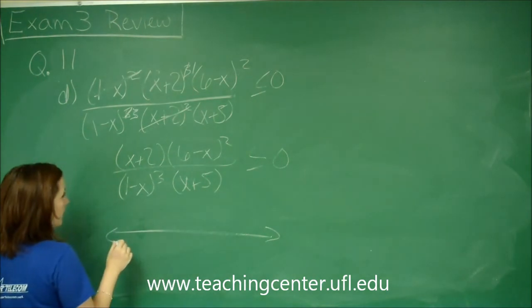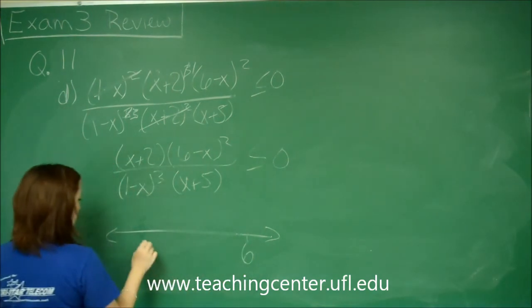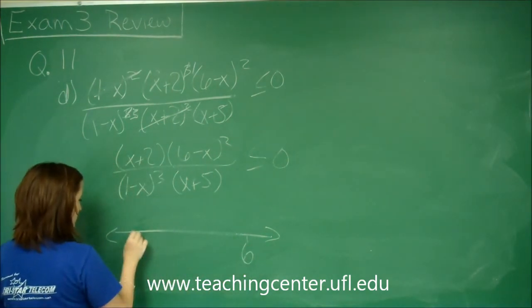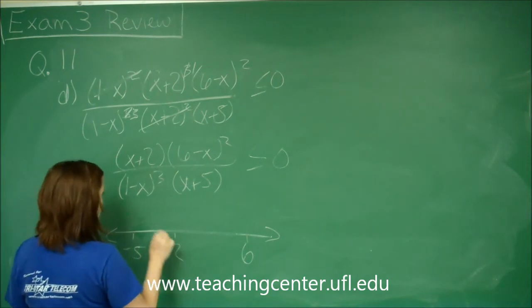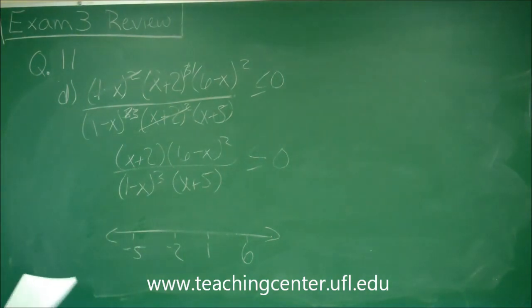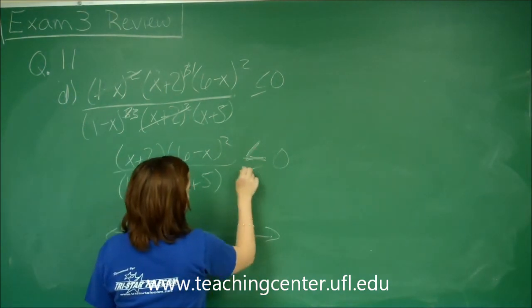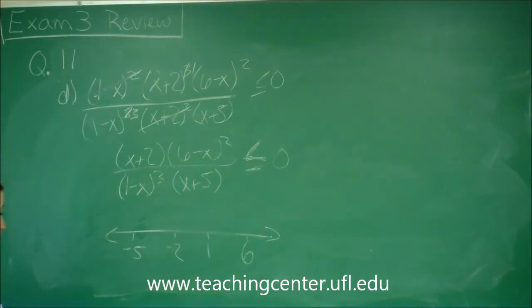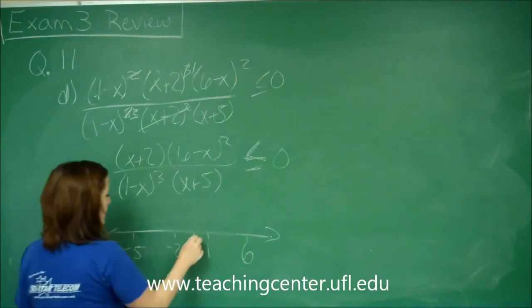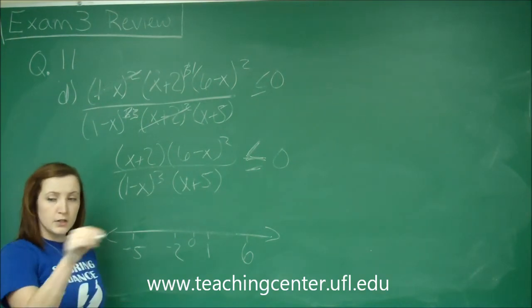So on a number line, all of our values are going to be, we have a 6 over here, a negative 5, negative 2, and a 1. So that's all of our test values. And so now we need to look and see. So actually what we can do is look at multiplicities for this. Since they want them to be less than or equal to 0, we're looking for the negative values. So I'm going to test 0 as my test number, and then we're going to use multiplicity on either side to quickly fill in our sign chart.